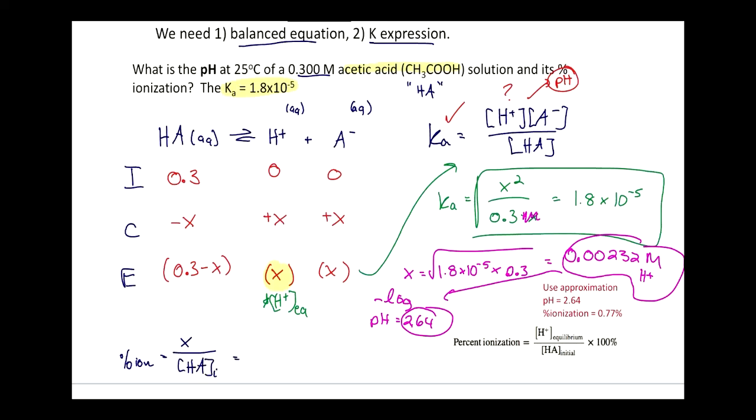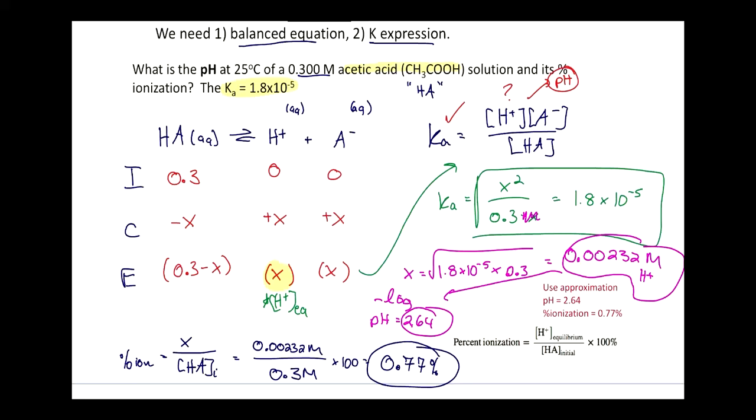So in this question, it's going to be that 0.00232 molarity number we got over 0.3 molarity. That's how much acid we started with, times 100, and you get that this solution is 0.77% ionized, so even less than 1% ionized.